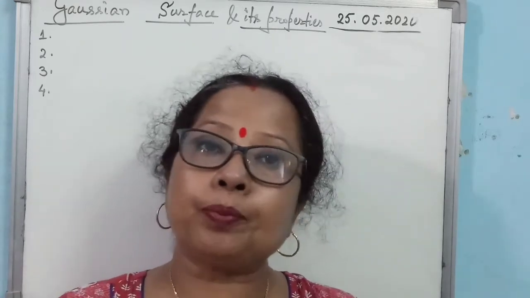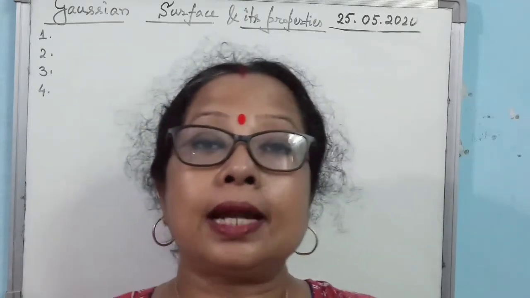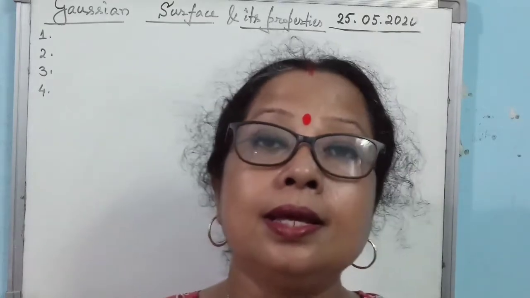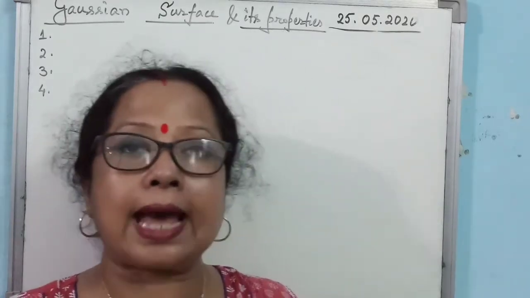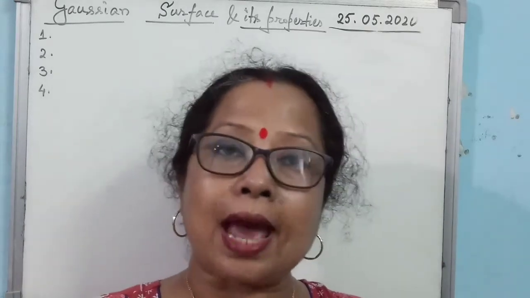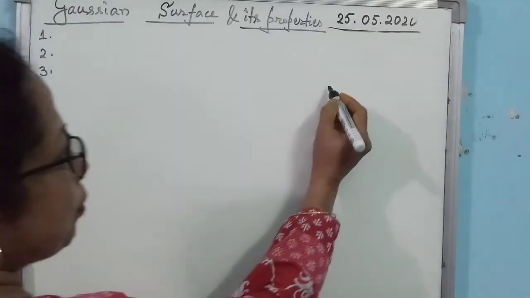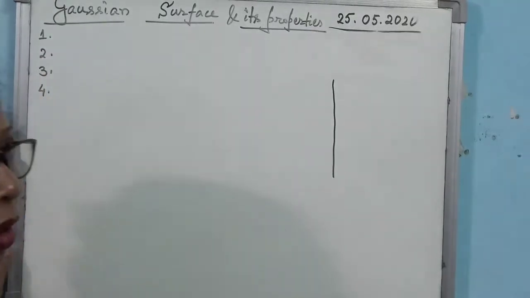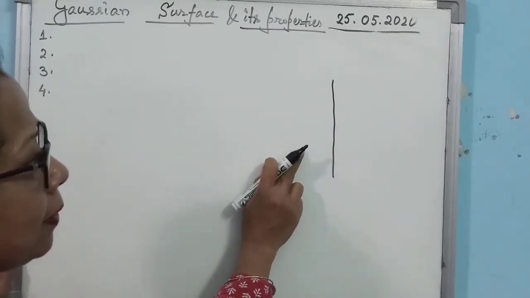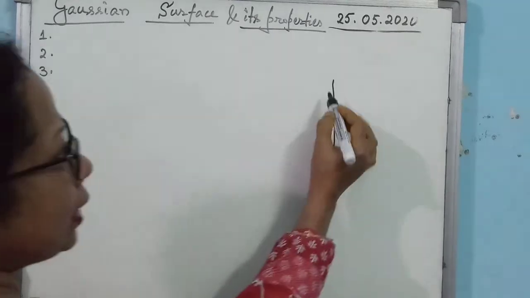Then the third property, although it is third, is the most important one: while choosing the Gaussian surface, you should take care that the surface is symmetric about the distribution of charge. Just consider this one. Suppose there is a line charge distribution. You should choose the Gaussian surface in such a manner that it is symmetric about the distribution of charge. What does it mean?